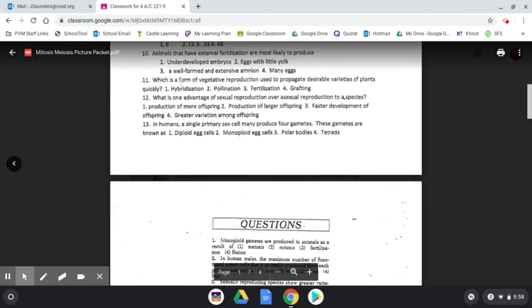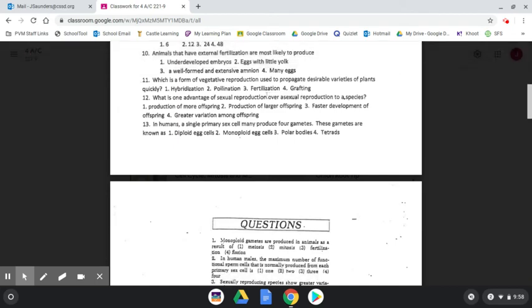Eleven, which is a form of vegetative reproduction. Remember the word propagate, to reproduce? Used to propagate desirable varieties of plants quickly. So like seedless cucumbers, big red tomatoes, grafting. We went over that in the asexual for plants. That's where they cut the stem or the bud on one and add it to a plant on another.